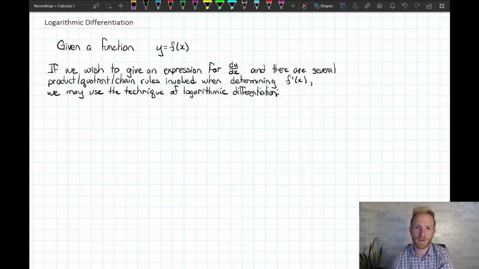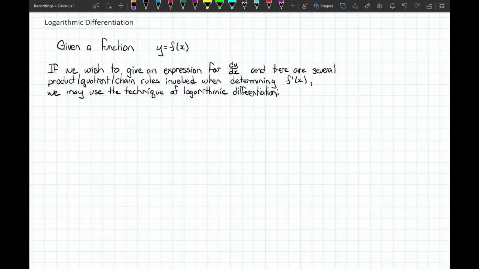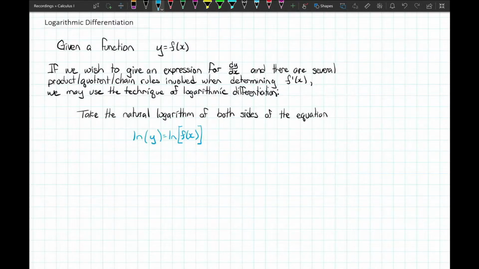We're going to be looking at functions of the form y equals f of x, where finding the derivative dy by dx means differentiating a lot of products and quotients and probably some chain rules too. So what do we do? What's the technique here? We're going to start off by taking the logarithm of both sides, and we'll use the natural logarithm. Given that the natural logarithm, ln, is a one-to-one function, by taking the logarithm of both sides, we haven't changed the value of the equation.